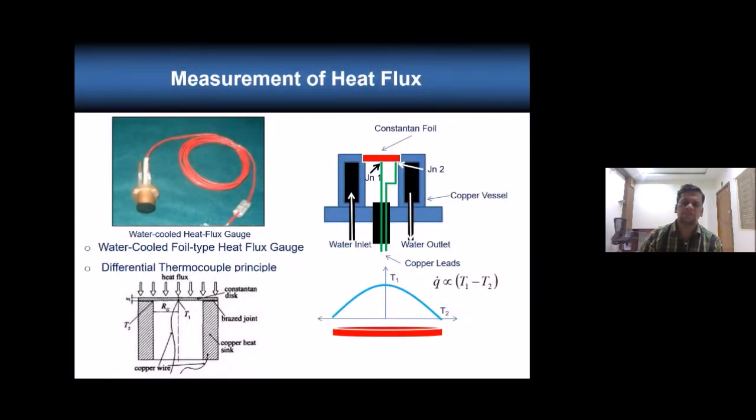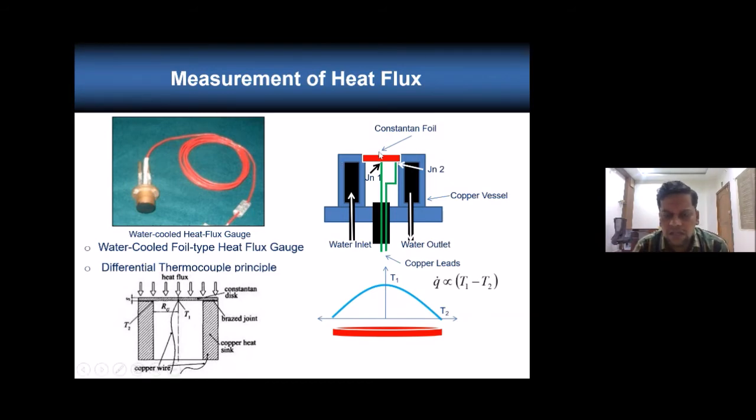Now coming to heat flux. Heat flux is measured with a Gardon type water cooled heat flux gauge. Its construction is very simple. This also works on a differential thermocouple principle. I can show you here. This is a copper vessel. The front face is completely coated with a high emissivity paint, in the order of 0.95 to 0.98 emissivity value.